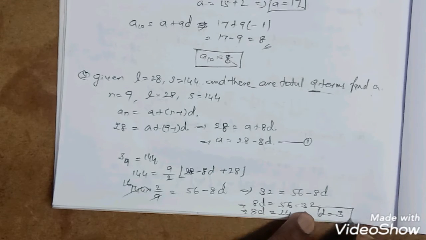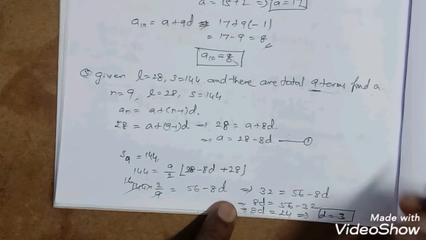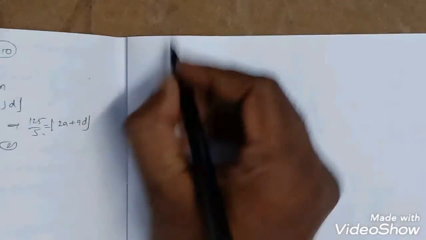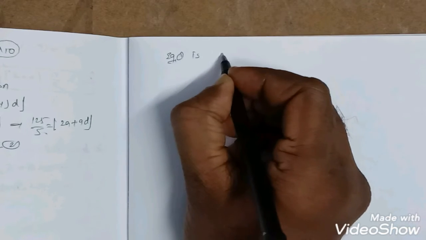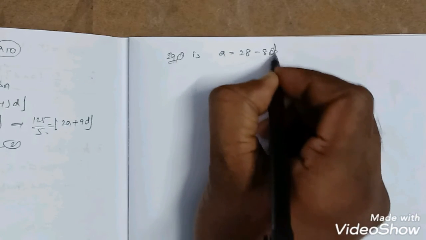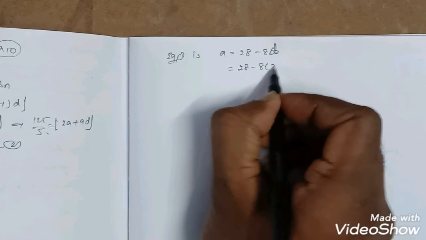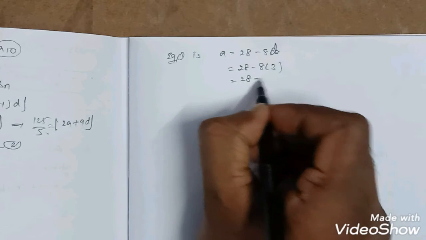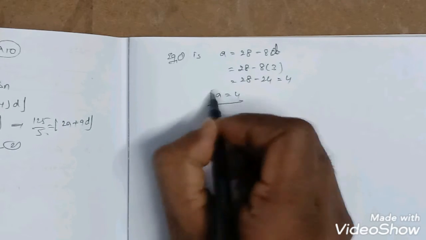So here after getting the value of d, substitute this d in equation number 1. Now if you substitute in equation number 1, so equation 1 is a is equal to 28 minus 8 into d, right? So in the place of d, so we are substituting 8 into 3, that is 28 minus 24 is nothing but 4. So therefore A is equal to 4.